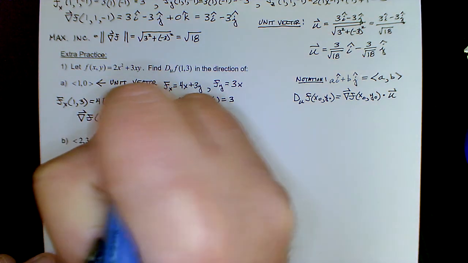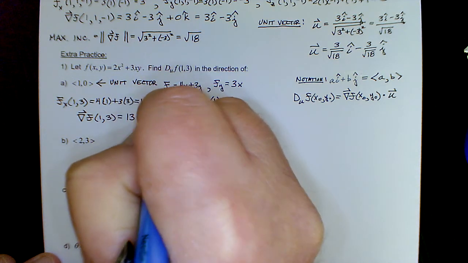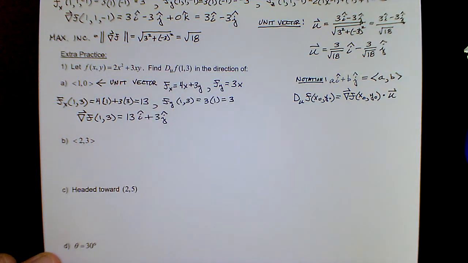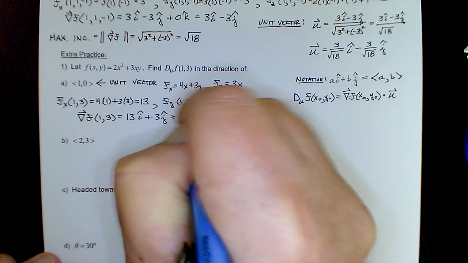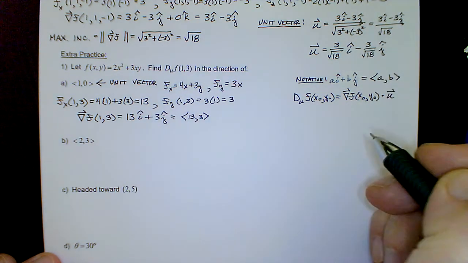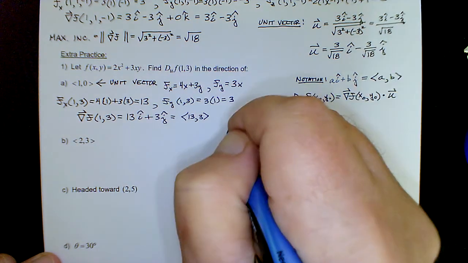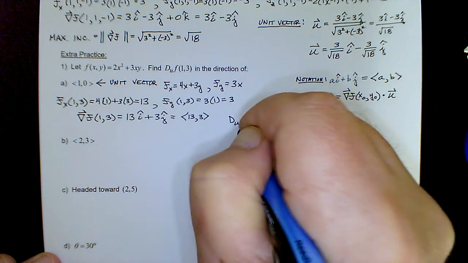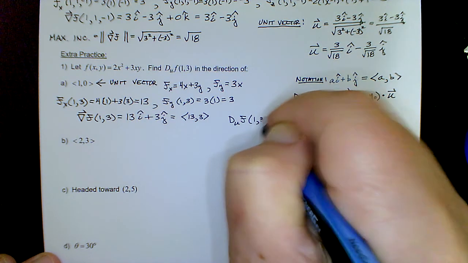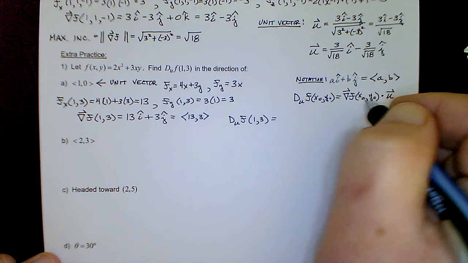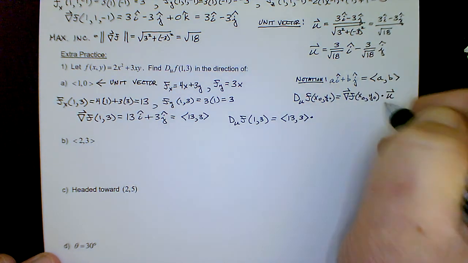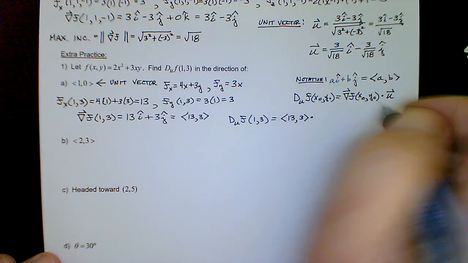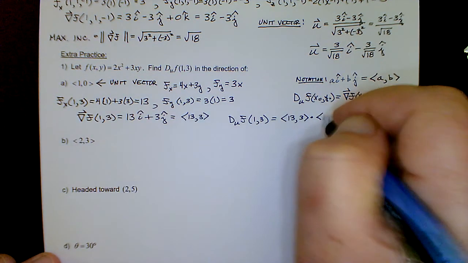And I'm going to choose to put that into the vector form, <13, 3>. And our directional derivative at that point is the gradient <13, 3> dotted with the unit vector, and the unit vector was <1, 0>. So 13 plus 0, or 13.